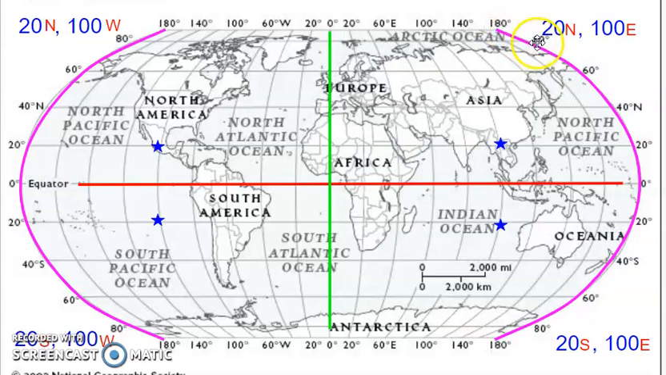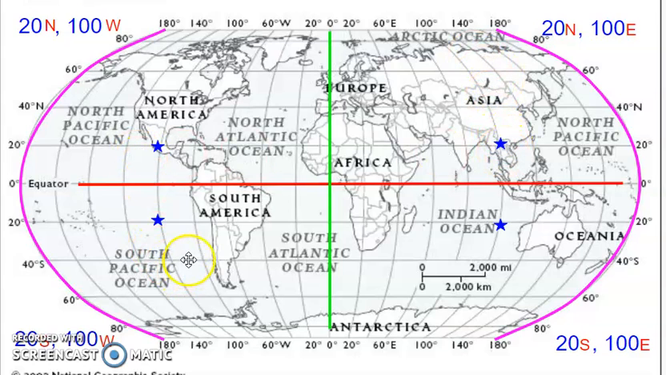or sorry, 80N. They are the lines that are going to be connecting. You'll see 40, we trace that, goes next over here. And anything below the equator is going to be south. So 20 south, 40 south, 60 south.